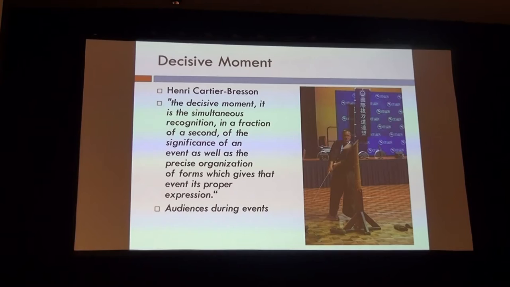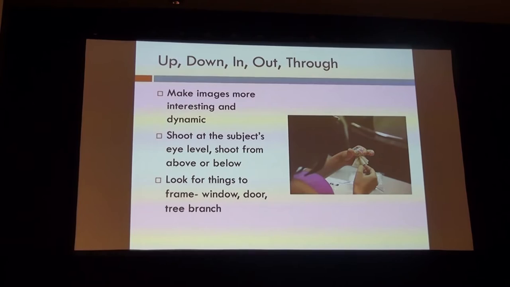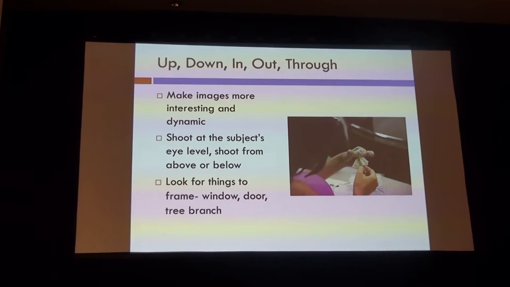So the last thing I want to talk about around composition is something that came to me from a journalist at the Toronto Star. I went to a day of photo workshops, and the sentence that he said was the most valuable thing all day. He said, if you want to make your pictures more interesting, shoot up, down, in, out, and through. Because the reality is, and I've been watching you guys as you've been moving around the room, that most pictures that you take with a DSLR are taken like this.